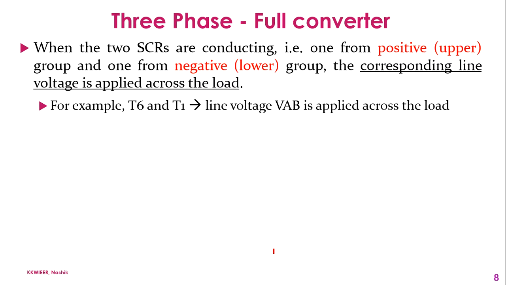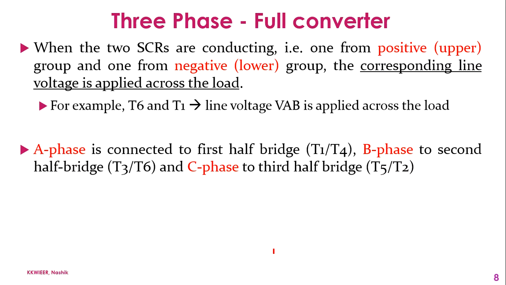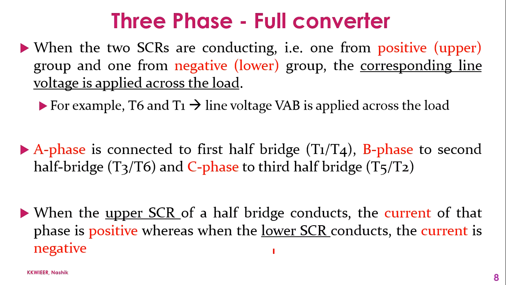So when two SCRs are conducting, one from the positive or upper group and one from the negative or lower group, then the corresponding line voltage is applied across the load, as we have seen. A phase is connected to the first half bridge T1, T4. B phase is connected to the second half bridge T3 and T6, and the C phase is connected to the third half bridge, that is T5 and T2. When the upper SCR of a half bridge conducts, the current of the phase is positive, whereas when the lower SCR conducts, the current is negative.